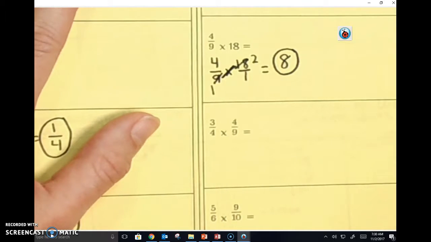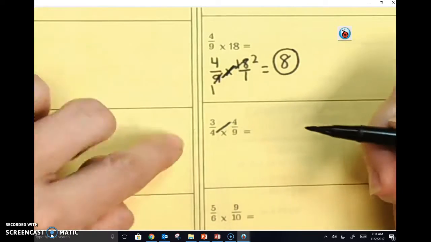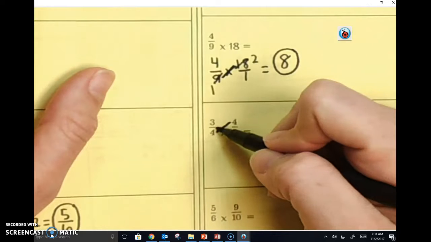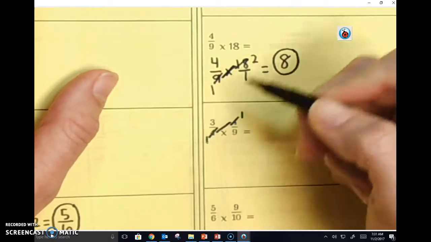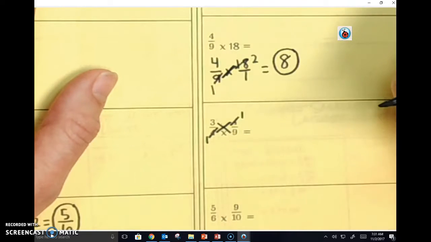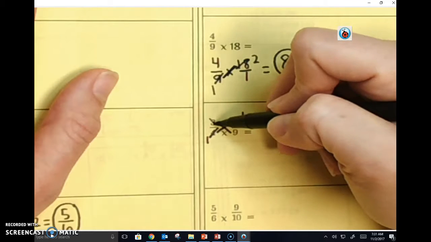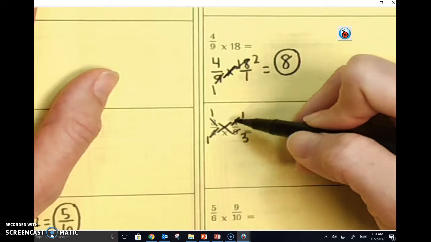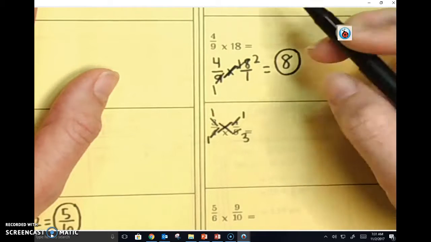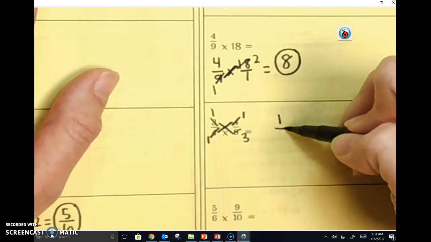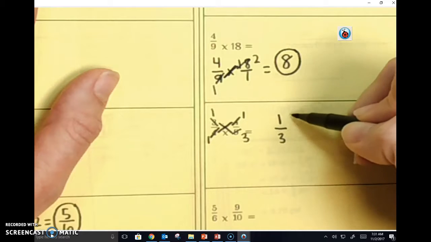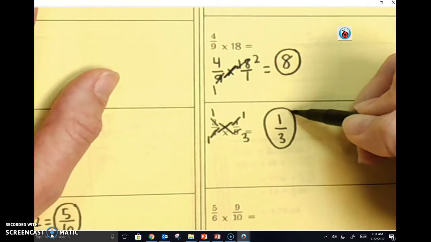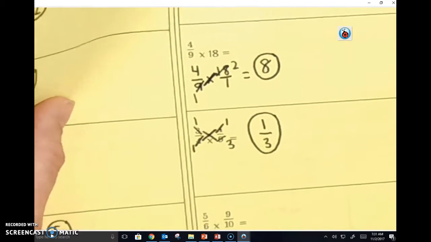Let's move on to the next one. We're going to look across. Both of them are 4s. That means you're going to cross them out and make them 1s. We look between the 3 and the 9. 3 goes into 3 once. 3 goes into 9 3 times. So we're going to multiply the top, which are 1s. So 1 times 1 is 1. And 1 times 3 is 3. So we have 1/3. Let's move on to the fourth problem.